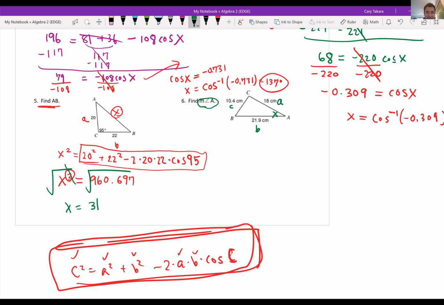So the setup will be 10.4 squared equals 18 squared plus 21.9 squared minus 2 times 18 times 21.9 times cosine of angle. Just remember, always sine, cosine, tangent. When you use that, always sine of angle, cosine of angle, tangent of angle. They're all one package deal. Remember me saying that? So it's a cosine of angle. Okay? But we don't know the angle, but that's what we are trying to figure out. So cosine of x.